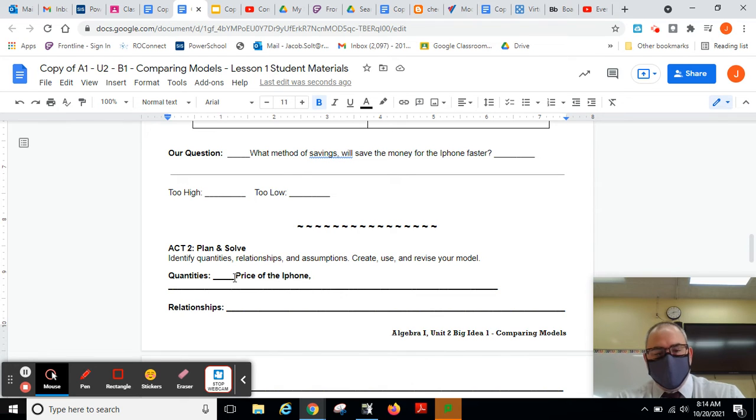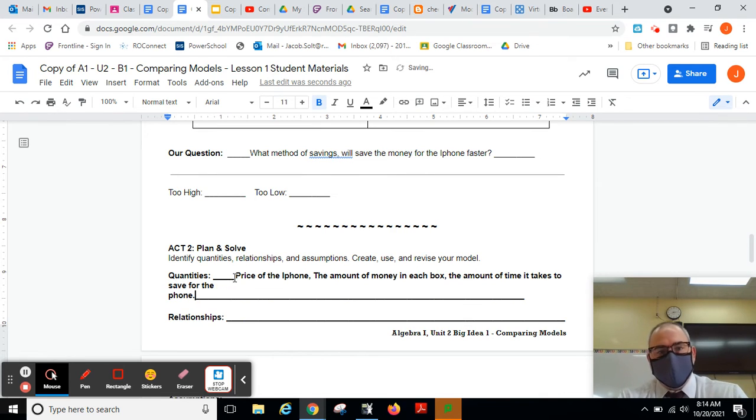What are quantities? The amount of money in each box is a quantity, right? There's a quantity of money in each box. The amount of time it takes to save for the iPhone, right? The amount of time. Time is a quantity. All right, so we have some quantities here.